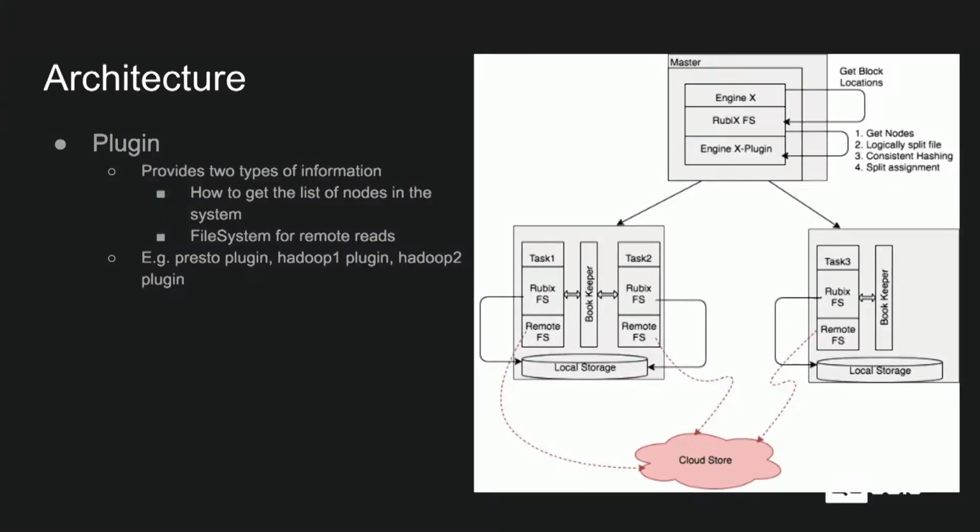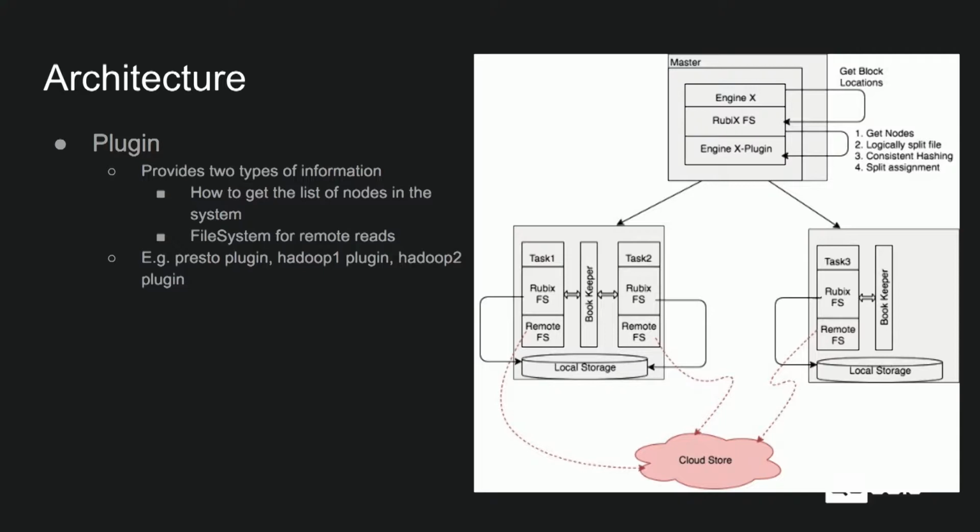Okay, going to the third and the last component that I'll be talking about, the plugins. For any file system which we want Rubix to work with, we have to implement a plugin corresponding to that engine. And there are two APIs that the engine has to expose. First, the plugin has to tell Rubix how to get the list of nodes which are available in the system, so that Rubix can split the file and assign the splits using the hashing to one of these nodes.